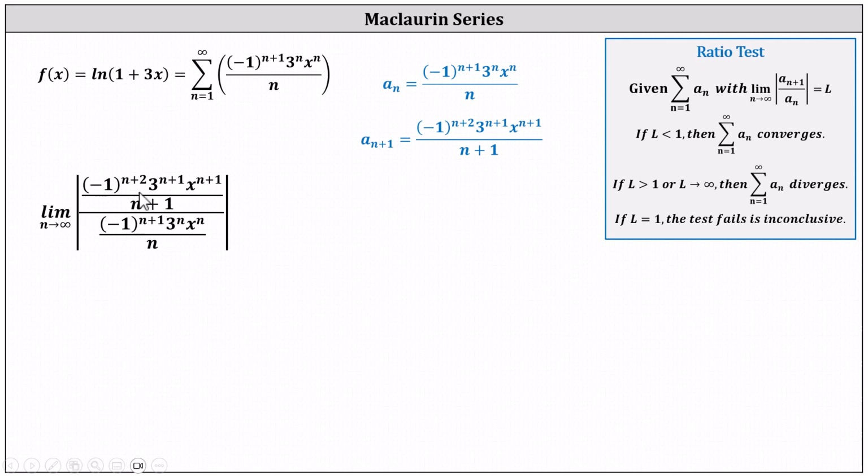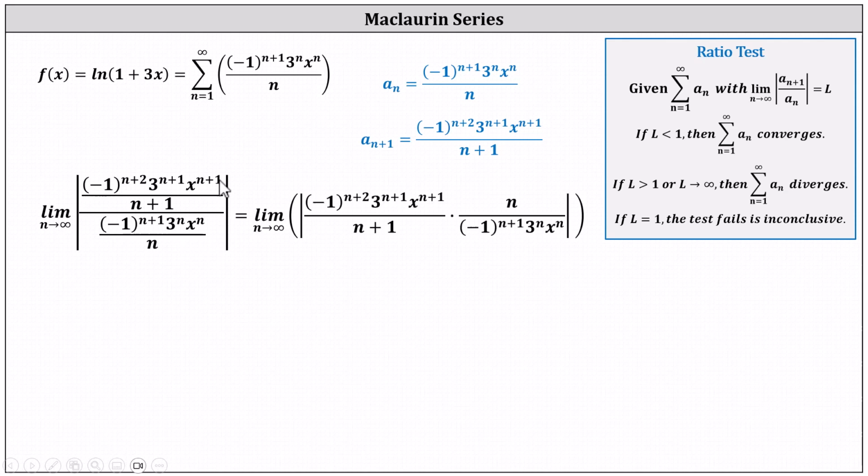And now let's write this quotient as a product by multiplying by the reciprocal of a sub n. And now let's begin to simplify. Because of the absolute value, the negative 1's don't really matter, but notice negative 1 to the power of n plus 2 divided by negative 1 to the power of n plus 1 simplifies to 1 factor of negative 1 in the numerator. 3 to the power of n plus 1 divided by 3 to the n simplifies to 1 factor of 3 in the numerator. And x to the power of n plus 1 divided by x to the power of n simplifies to 1 factor of x in the numerator. We can now write the limit as n approaches infinity of the absolute value of negative 3x times n divided by the quantity n plus 1.